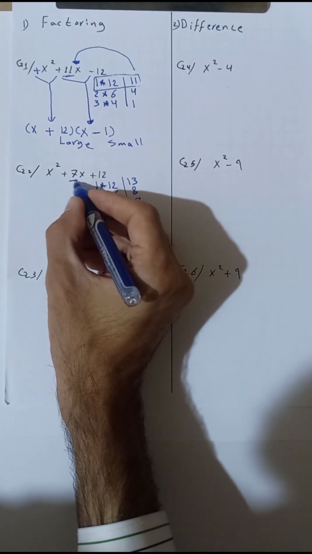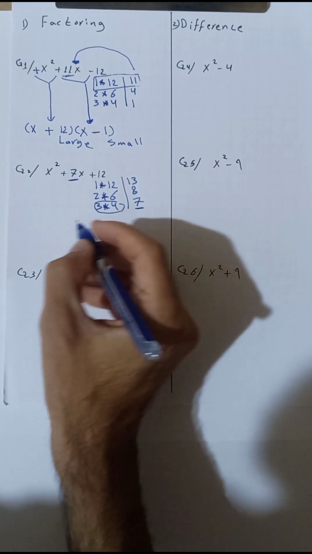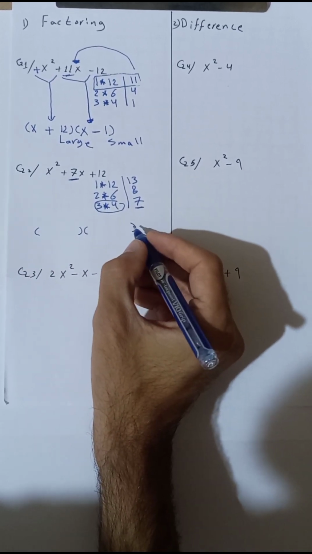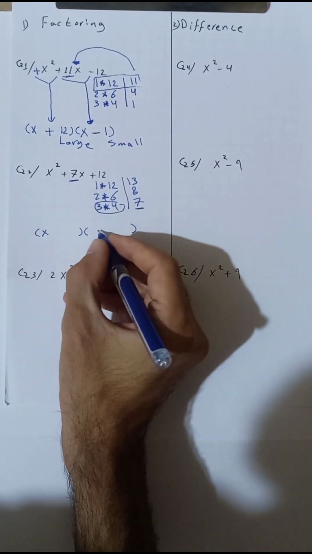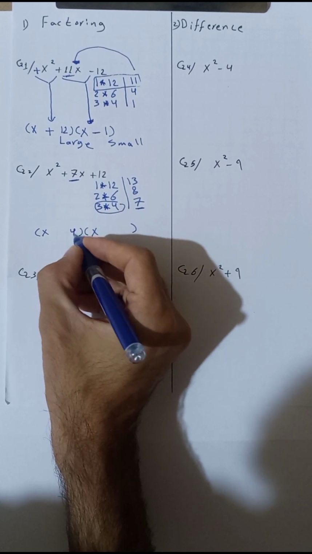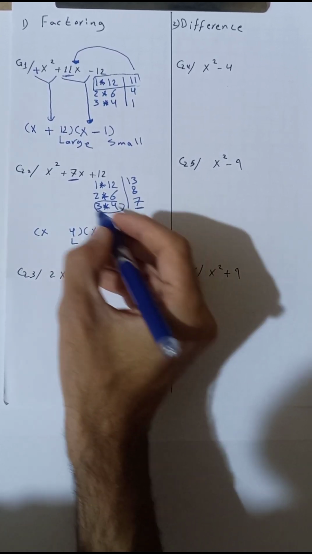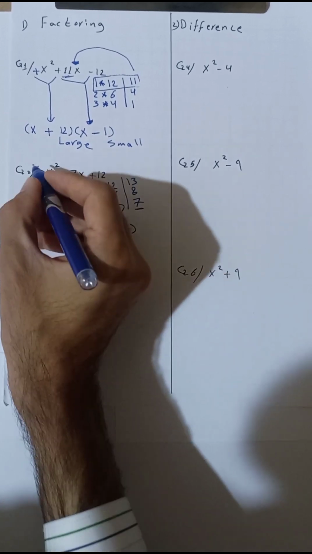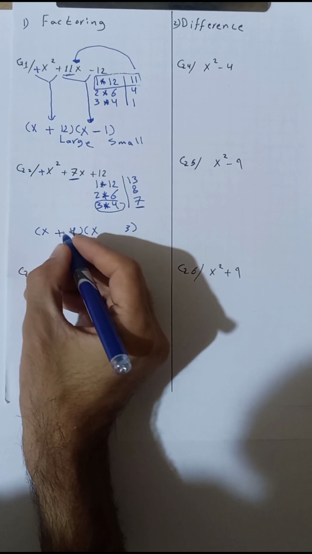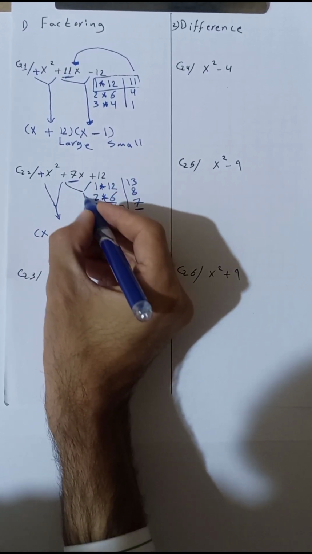The middle coefficient is 7, so we're gonna use these two numbers. We're gonna open up two parentheses. We're gonna split x here and here. The large number for the first and the small number for the second. The middle sign, plus times plus, plus times plus.